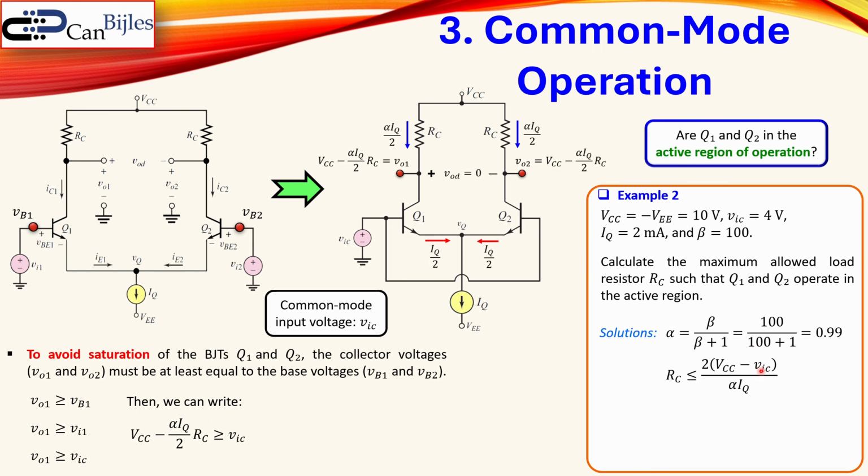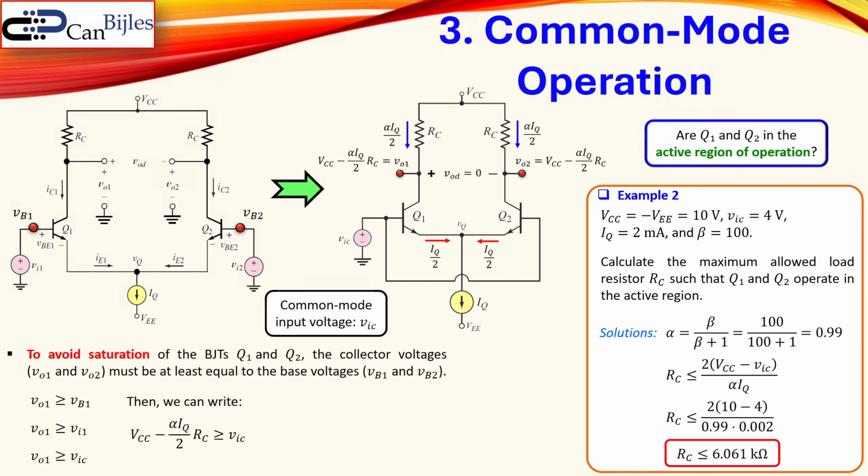Now we know ECC, we know VIC, we know the alpha, and we know the IQ. So if you now substitute that in this expression, you get the maximum value we can have for this RC. So if the RC is 6.06, let's say kilo ohms, and less than that, then this will do the job, and we will stay in the linear region or the active region of operation. So we have seen now 2 different examples, which will determine if you're in the active region or not, and depending on the parameters, we can calculate what our components must be.